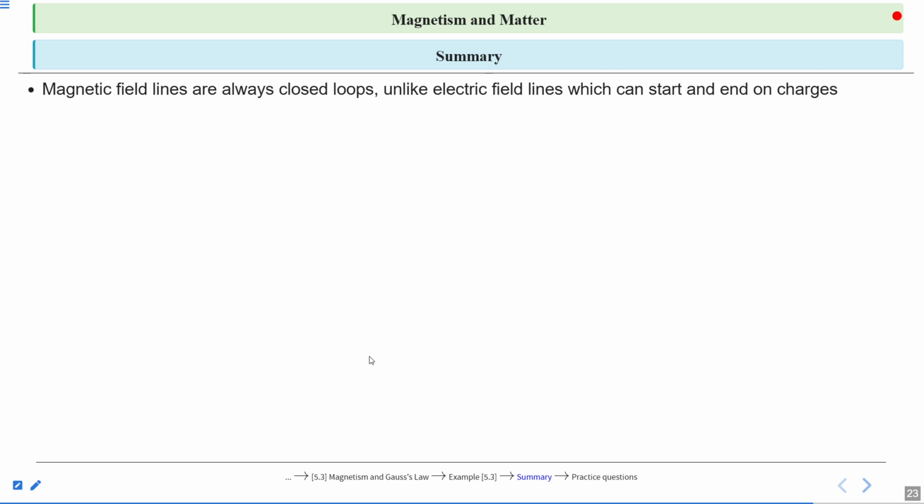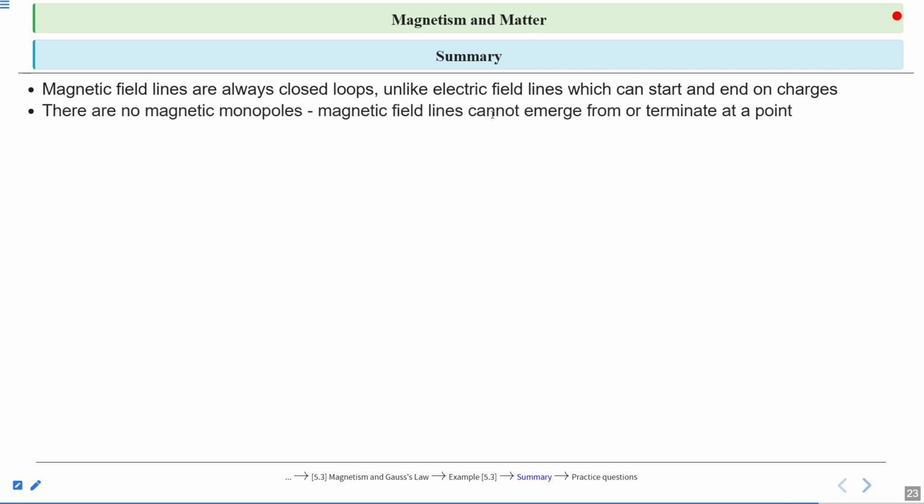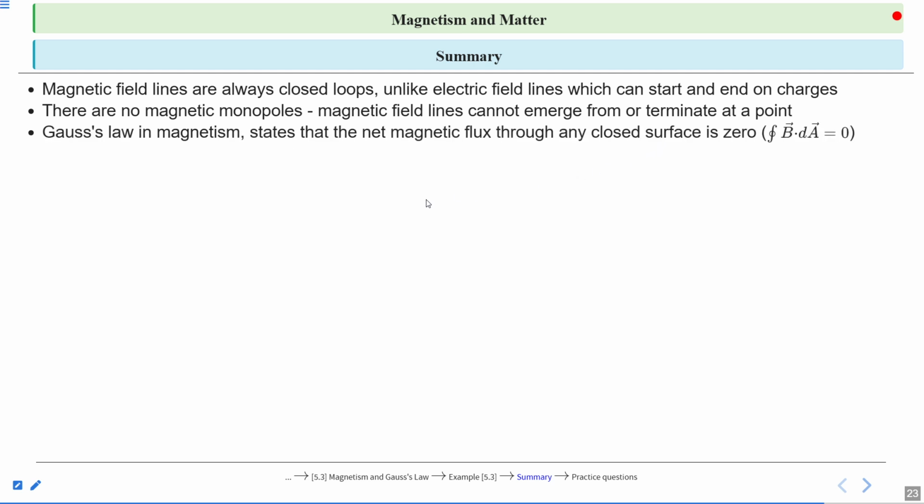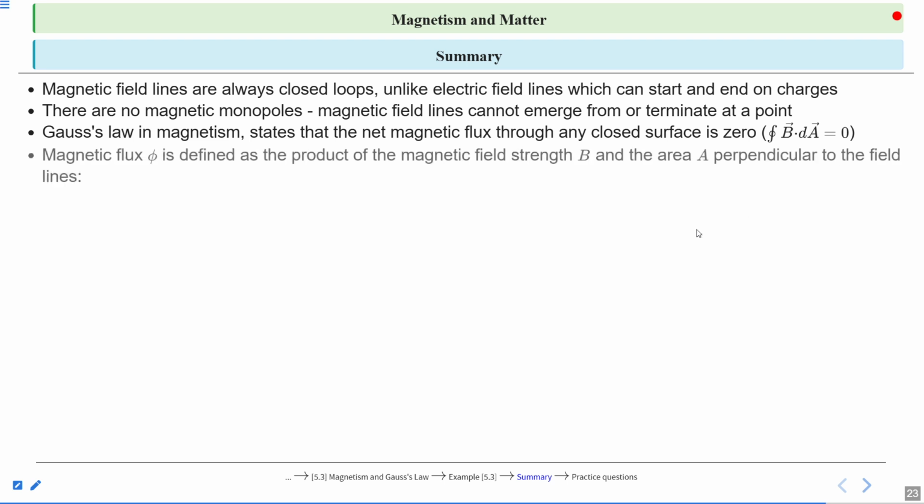Now coming to the summary. Magnetic field lines are always closed loops, unlike electric field lines, which can start and end on charges. There are no magnetic monopoles. Magnetic field lines cannot emerge from or terminate at a point. Gauss's law in magnetism states that the net magnetic flux through any closed surface is zero. That is, the closed integral of B vector dot dA vector equals 0.